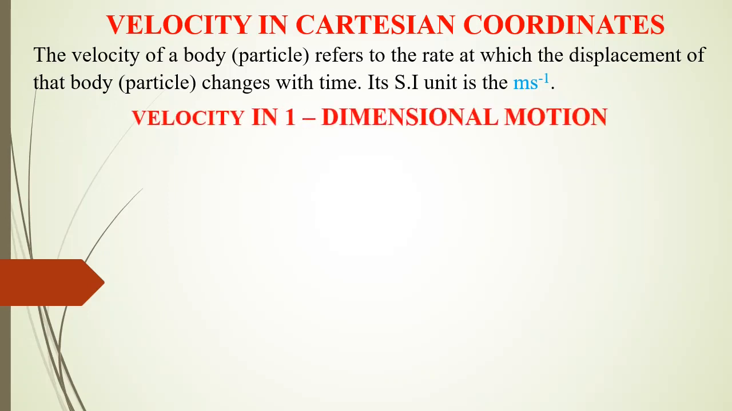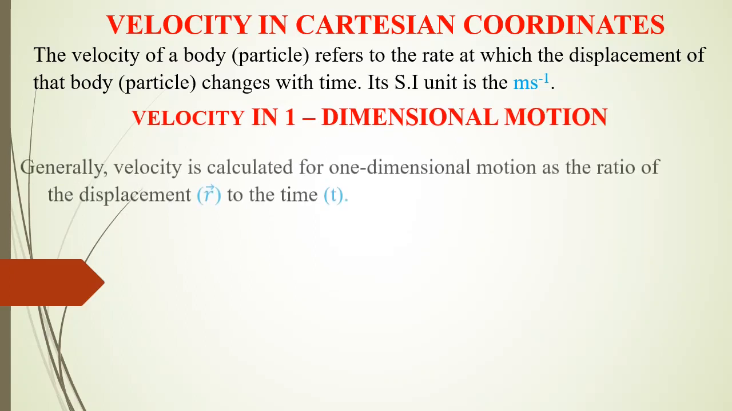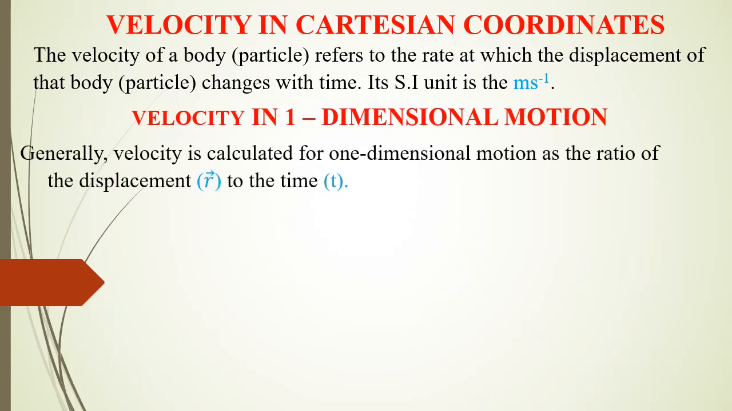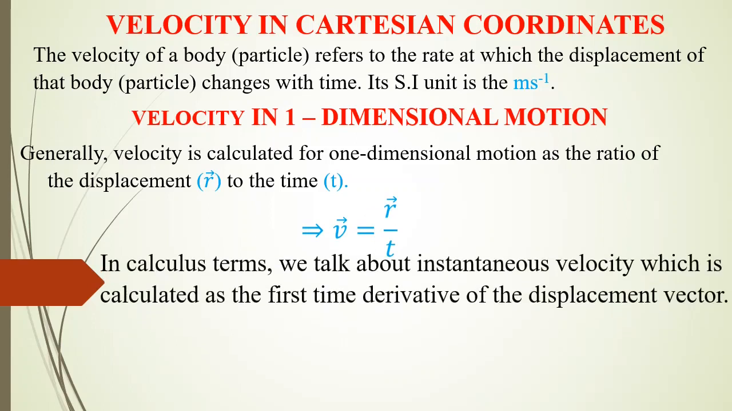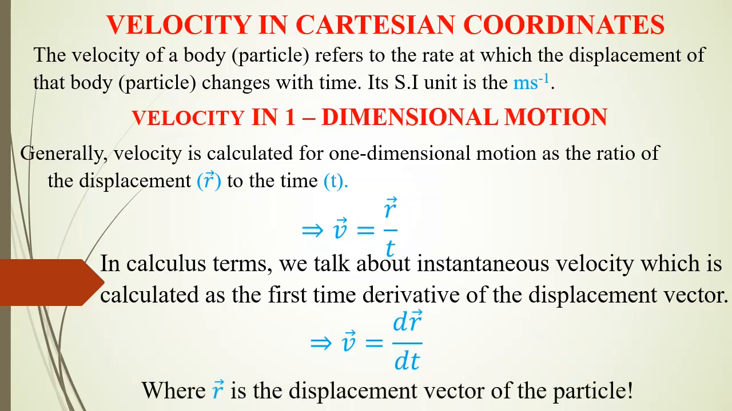So velocity in one dimension. Generally, velocity is calculated for one-dimensional motion as a ratio of the displacement vector to the time. So mathematically, we have v vector equals r vector on t. In calculus terms, we talk about instantaneous velocity, which is calculated as the first-time derivative of the displacement vector. Mathematically, we have v vector equals dr vector dt, where r vector is the displacement vector of the particle.